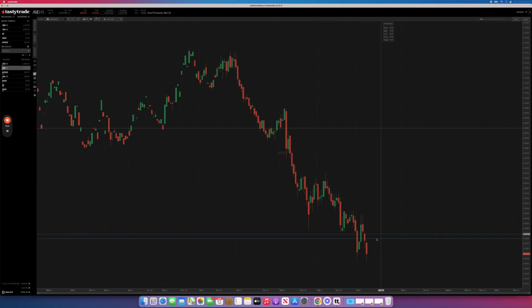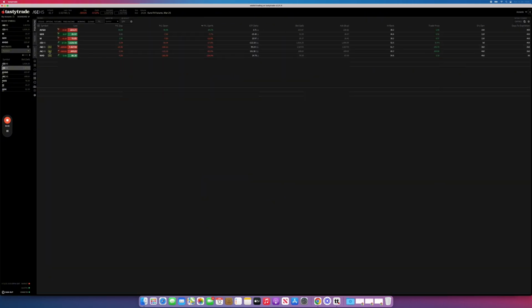So with the Euro futures, we're literally just going to hope it comes back into the range. If it doesn't, it's absolutely fine. Our risk is defined. It's not a problem. So that's the Euro futures.